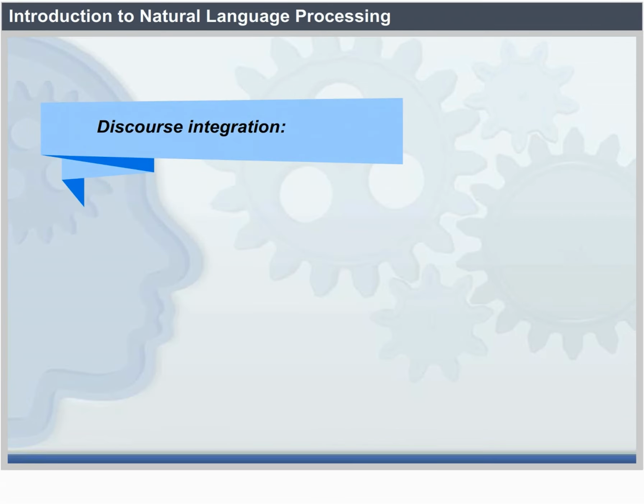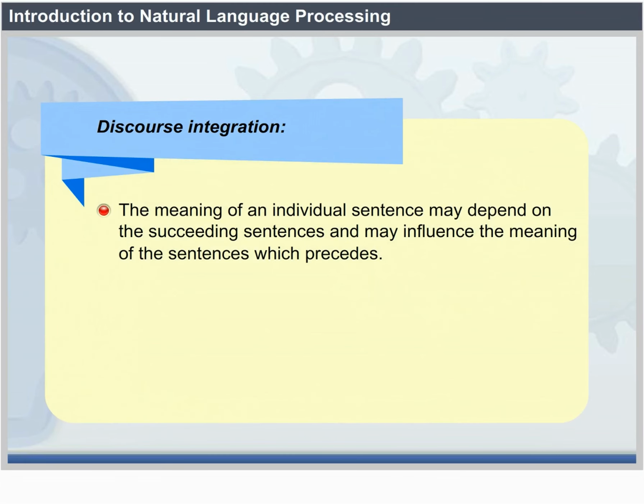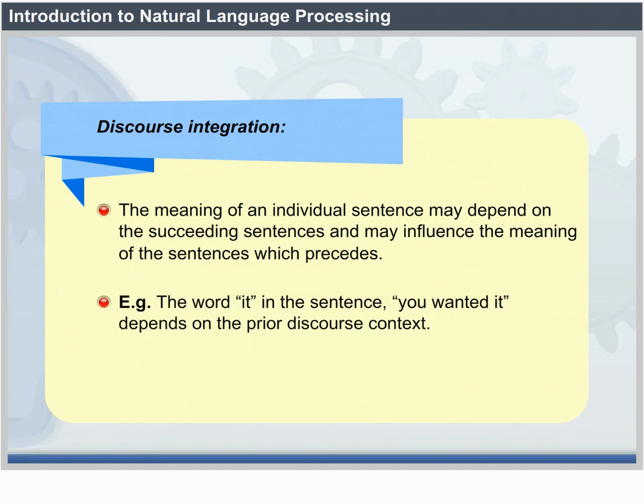Discourse integration. The meaning of an individual sentence may depend on the succeeding sentences and may influence the meaning of the sentences which precede it. Example: the word "it" in the sentence "you wanted it" depends on the prior discourse context.